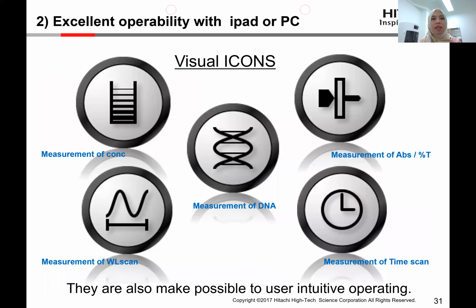All right, and this is how the visual icons are, really user-friendly. For example, today I'm going to do concentration, so you just click on that concentration icon. We have measurement of concentration, the wavelength scan, the DNA, the absolute transmittance, the time scan.